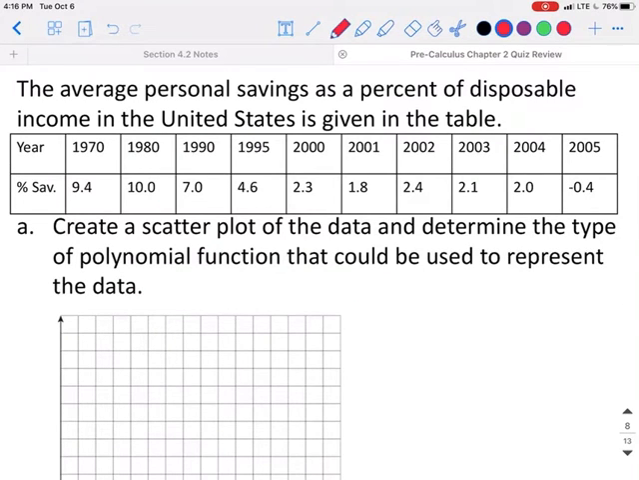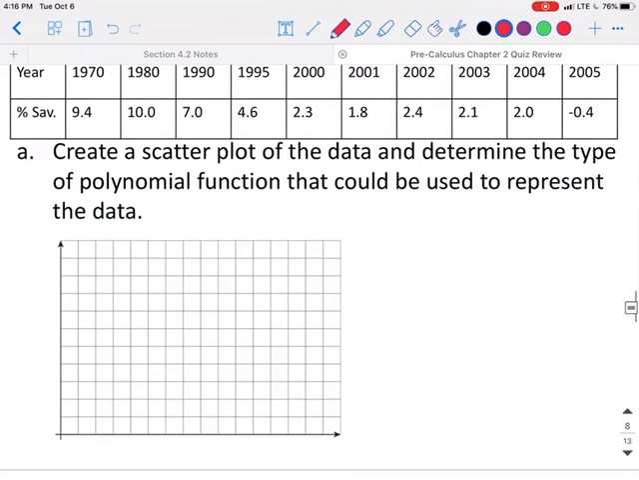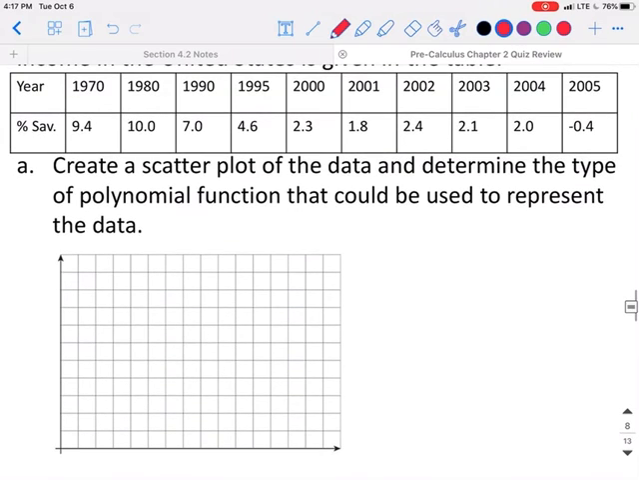The average personal savings as a percent of disposable income in the United States is given in the table. Create a scatter plot of the data and determine the type of polynomial function that can be used to represent this data. So if you graph this data, first I would change this to year 0, then that would make this year 10, 20, 25, 30, 31, 32, 33, 34, and 35.